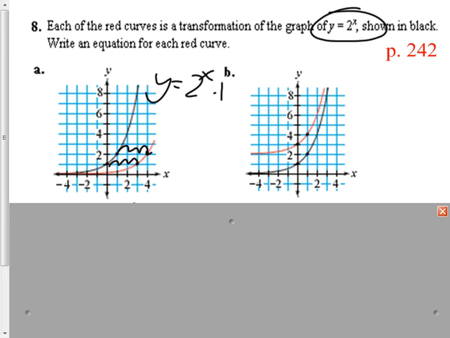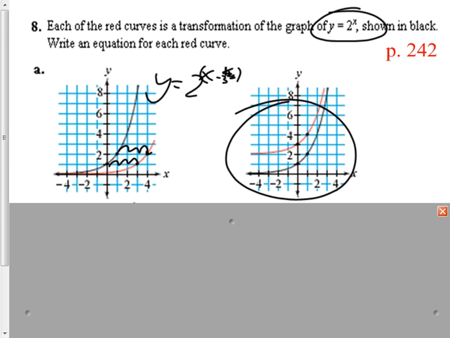Do I do plus 3 like this? No, minus 3 would move it down 3. I put it by the x, and up here in the x area, if I want to go to the right 3, I'd go minus 3. Okay. All right, so this one.